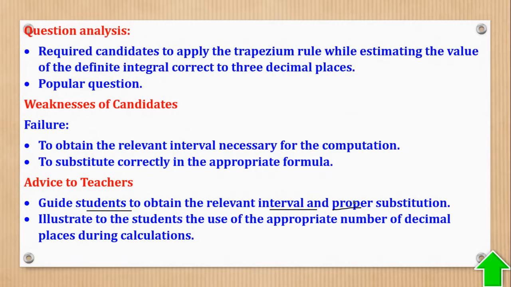So most of the students are used to being given the number of sub-intervals or number of ordinates. But this one you're supposed to find out by yourself from the given table. I think that was the challenge. So illustrate to students the use of appropriate number of decimal places during calculation. You must boost accuracy.